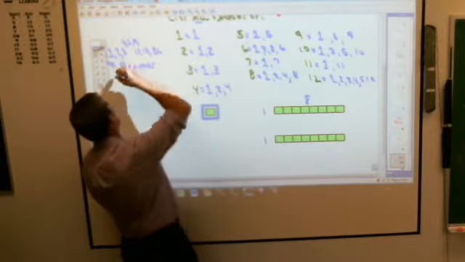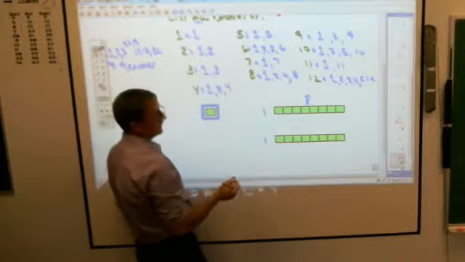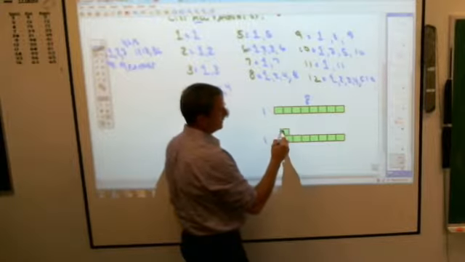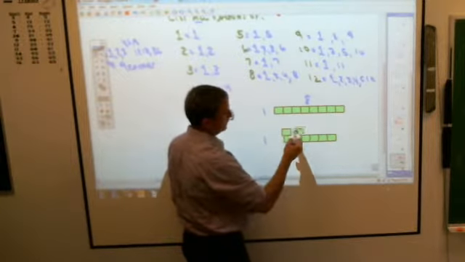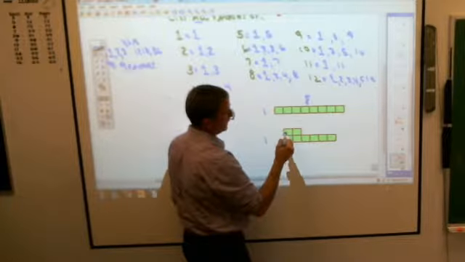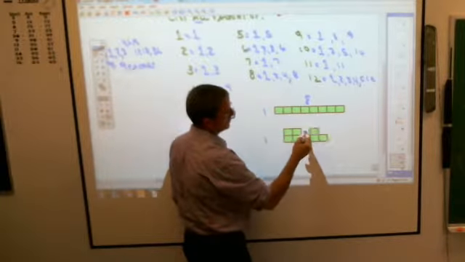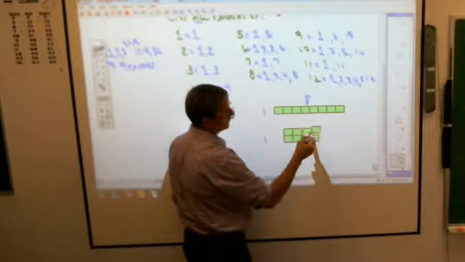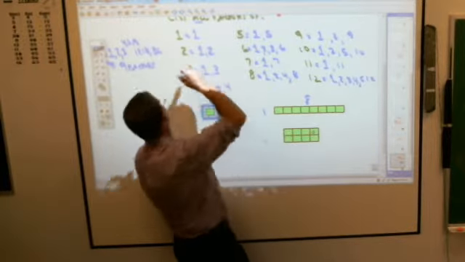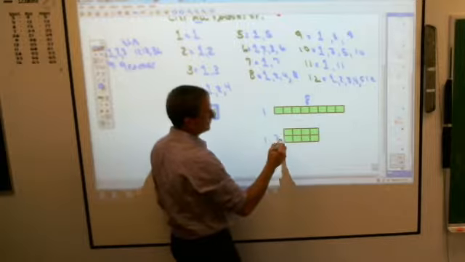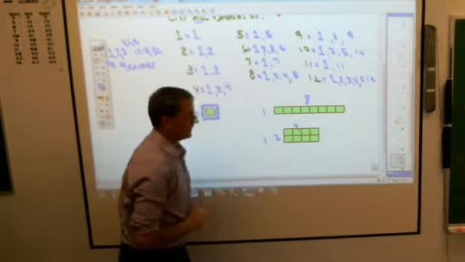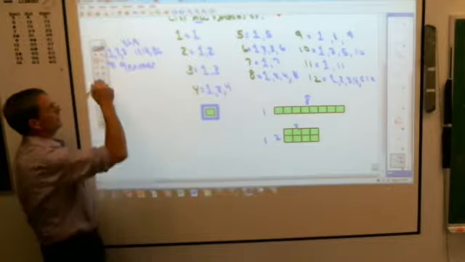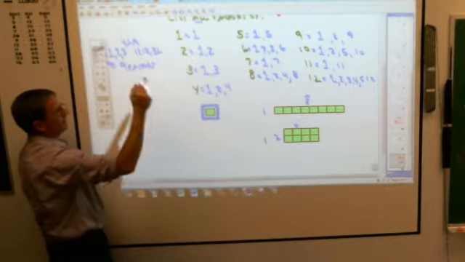Another way I could make a rectangle out of that is to make not a 1 by 8, but a 2 by 4. And those are the only 2 ways that you can make a rectangle with 8 blocks. There is no other way to make a rectangle.